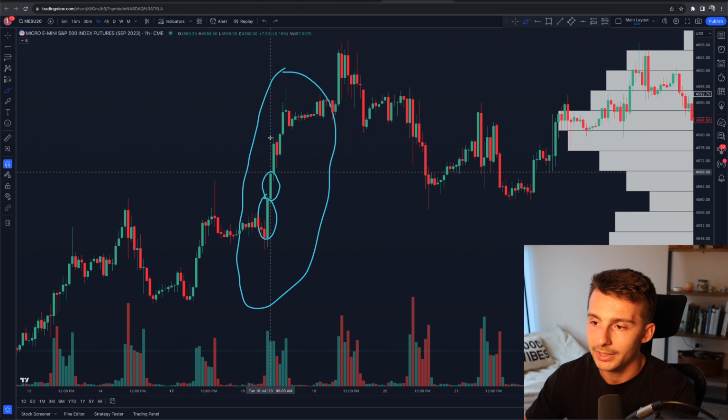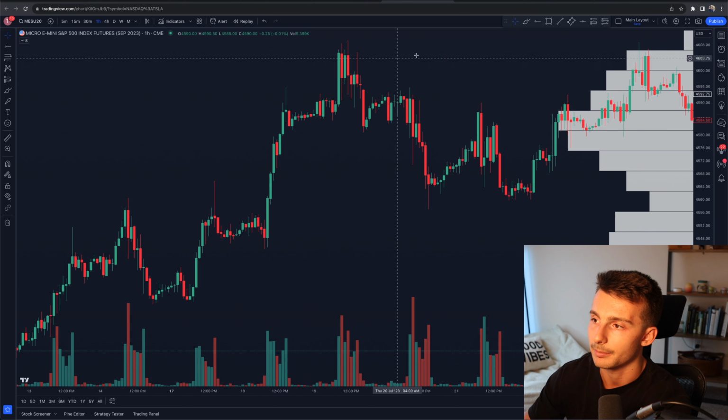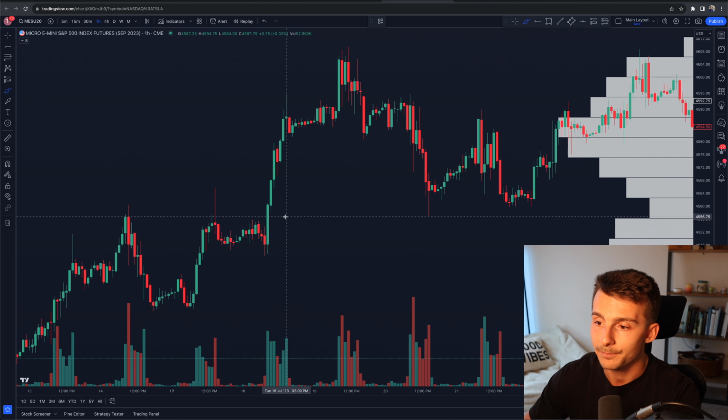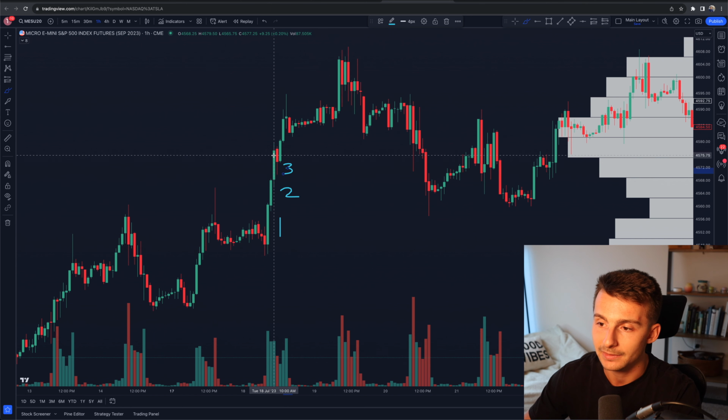So I'm going to get rid of some of these lines here so we can clean this up and show you a little bit better. I'm going to mark these off with a 1, 2, and 3. So I'm going to go 1, I'm going to go 2, and then let's call this bad boy 3. And that's this green candle here.